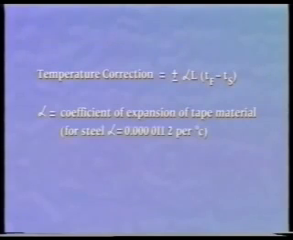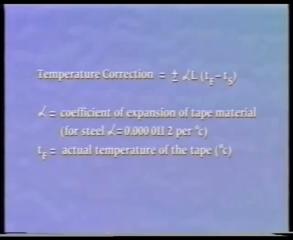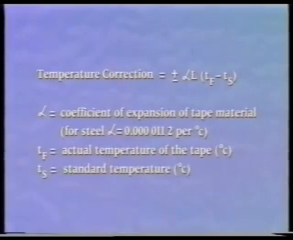For a line measured as L, this is given by alpha L multiplied by TF minus TS, where alpha is the coefficient of expansion of the tape material, typically 0.00000112 per degree C for steel. TF is the actual temperature of the tape, and TS is the temperature at which the tape was calibrated. The temperature correction can be positive or negative depending on the values of TF and TS.